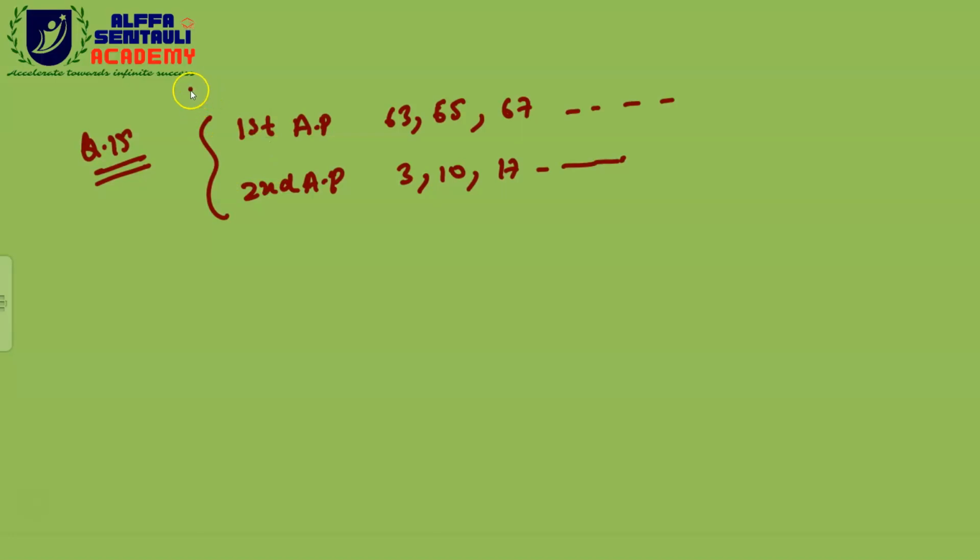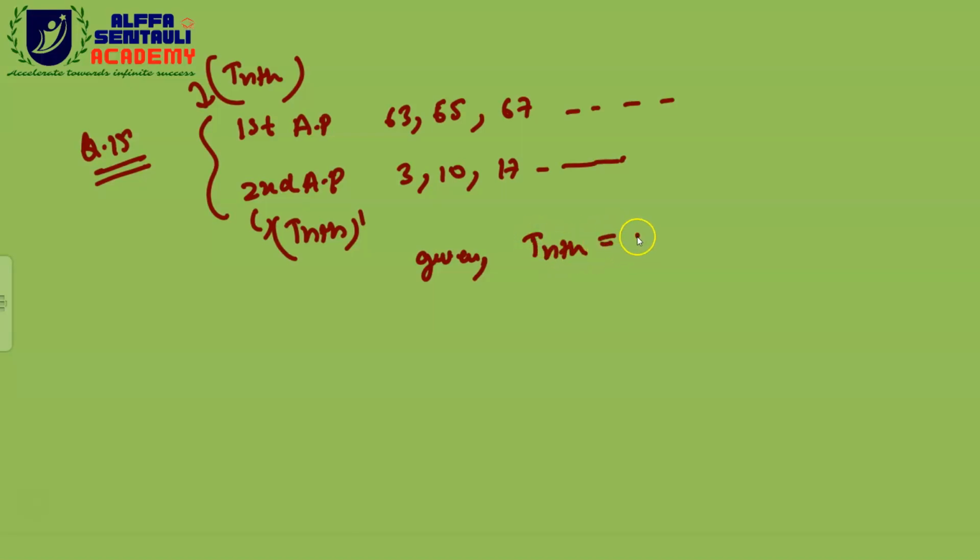Let's suppose this is Tn. The nth term of this will be Tn and the nth term of the other will be Tn dash. Okay, suppose like this. Now what is given? It is given that the nth terms of both are equal. Tn is equal to Tn dash. So what are they asking? They are asking the value of n.